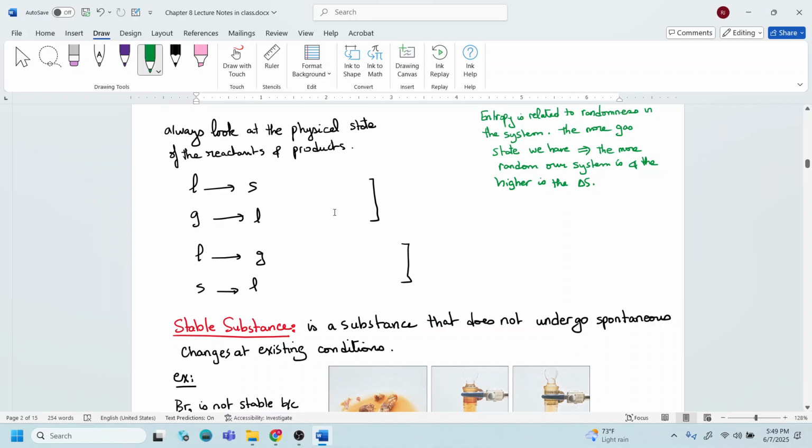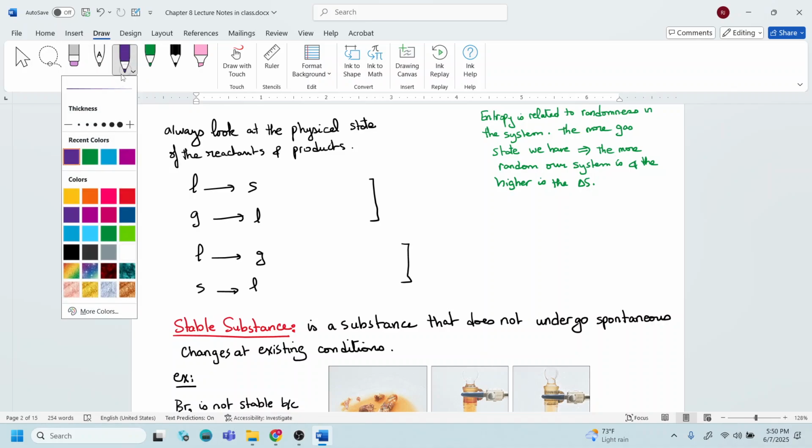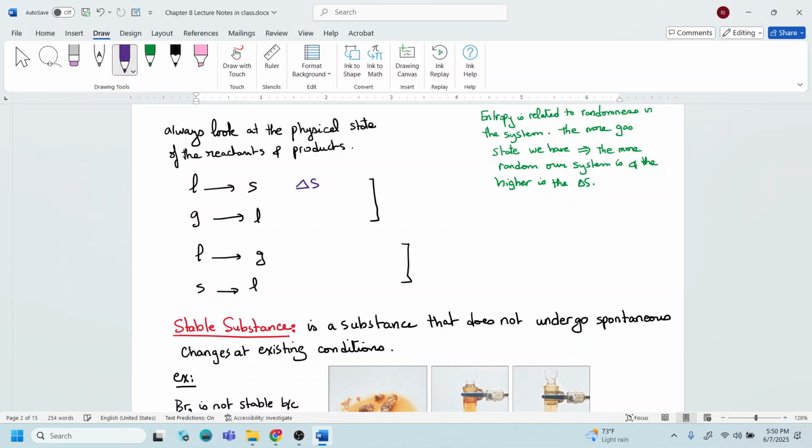If you are going from liquid to solid, then my randomness, delta S, which is the entropy, is going to be negative. If I'm going from gas to liquid, gas is more random because the molecules move freely, and liquid is less random, so this one is still going to have a negative delta S. So delta S negative is a non-spontaneous reaction. Okay, so that is a non-spontaneous system or a non-spontaneous reaction.